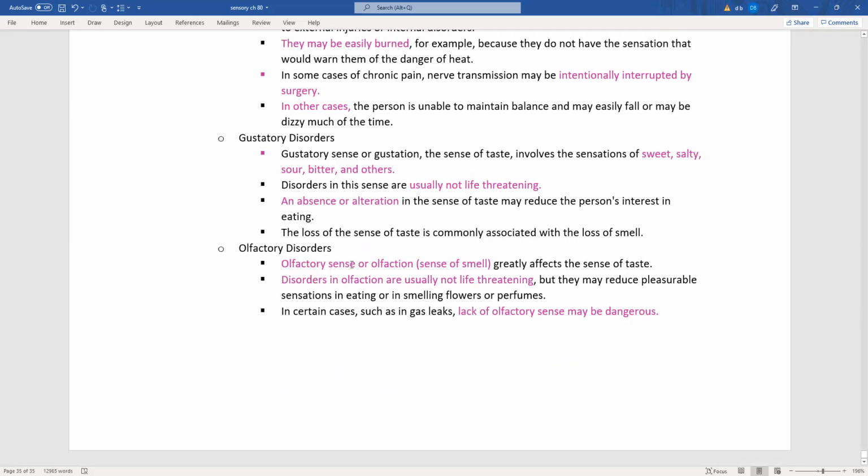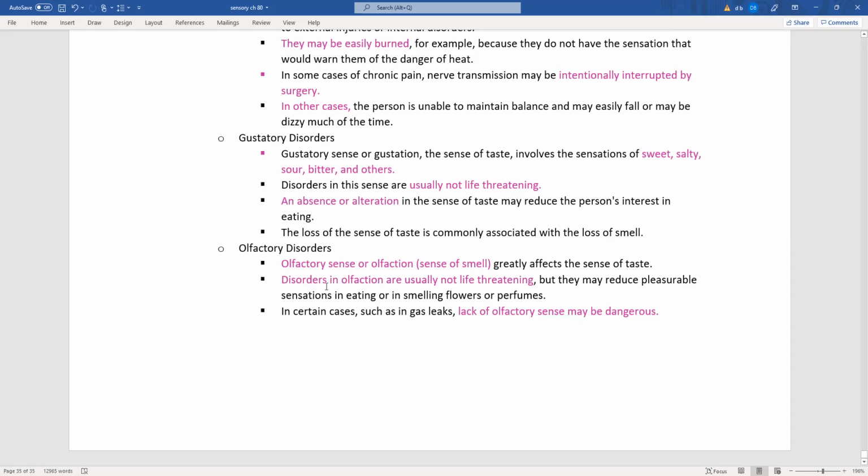So olfactory disorders. That's your nose, okay? Olfactory, sense of olfaction, sense of smell. The Lord blessed me with a great olfactory sense. Y'all know it. This nose don't play no games, okay?